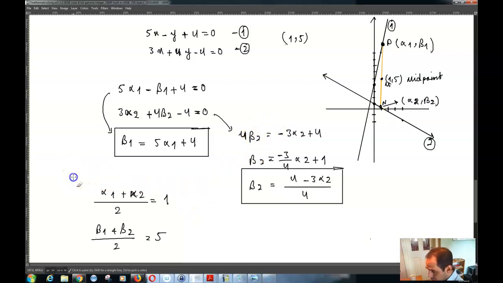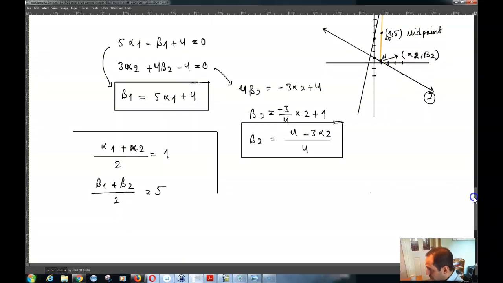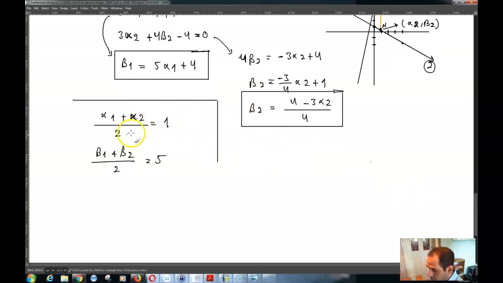I have to basically be able to follow the solution over there, so I might write this a little bit out of order, but hopefully you will understand the solution. So this means that alpha 1 plus alpha 2 is equal to 2, cross multiply. So over here I can write alpha 1 plus alpha 2 is equal to 2, and over here beta 1 plus beta 2 divided by 2.